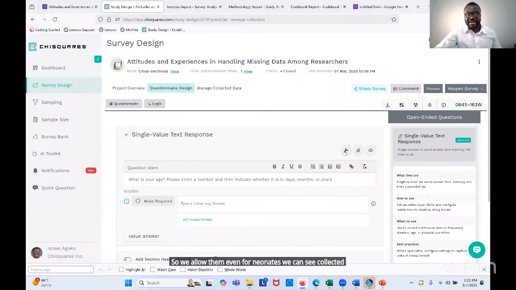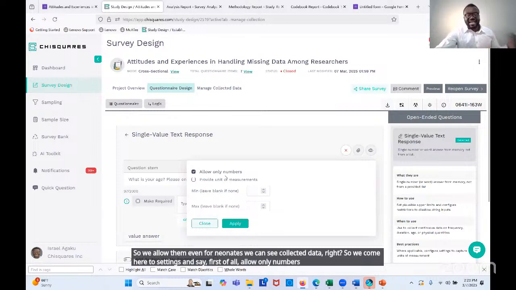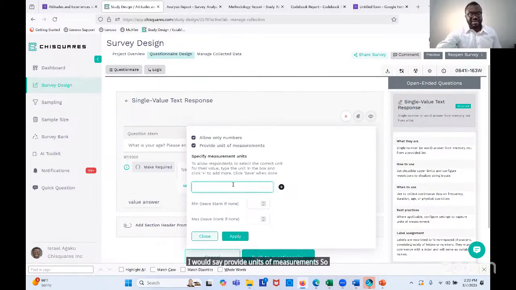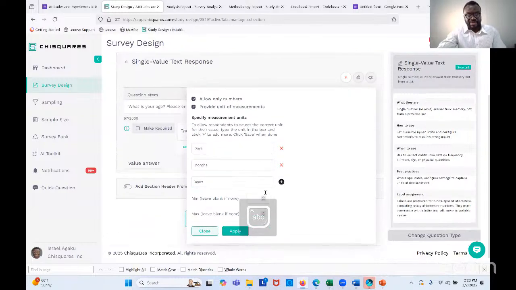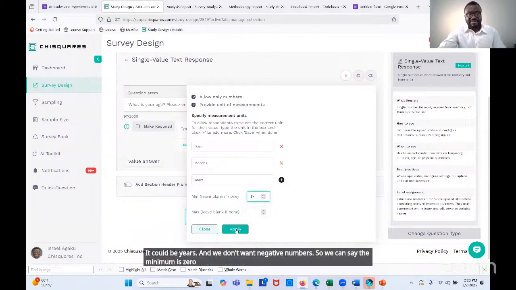So we'll come here to settings and say, first of all, allow only numbers, because we don't want to start cleaning data afterwards because somebody entered some character that is not even a number. And we say provide units of measurement. So the units of measurement could be days, months, or years. And we don't want negative numbers. So we can say the minimum is 0, and we just leave the maximum open, and we can apply that.